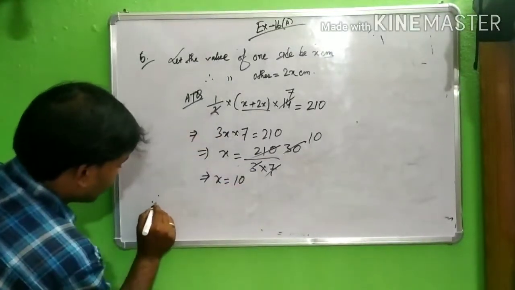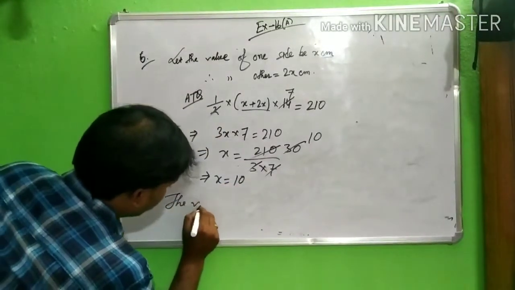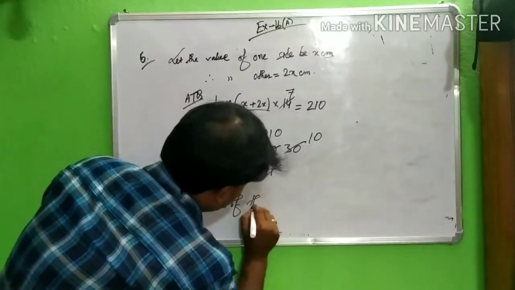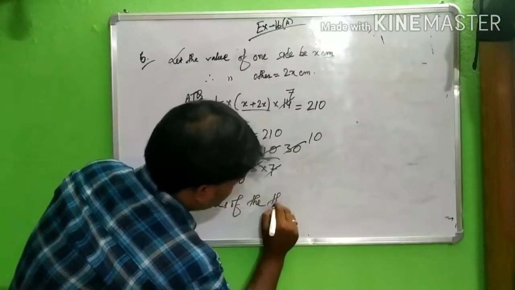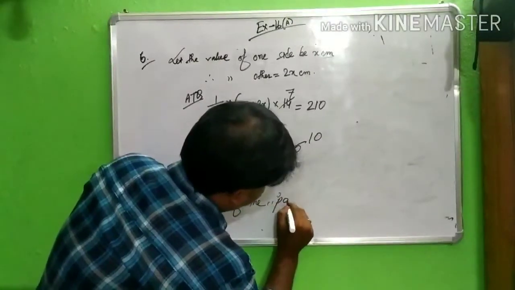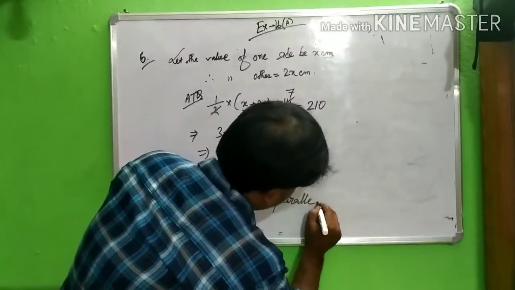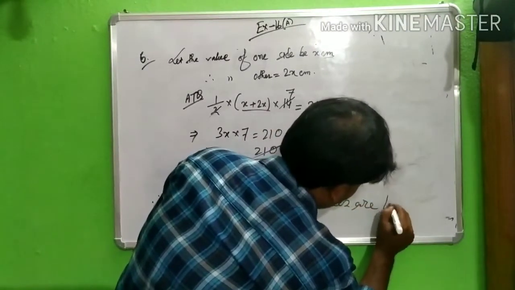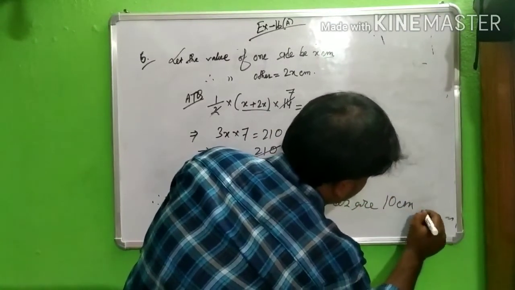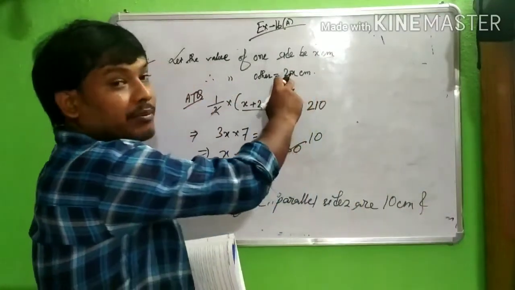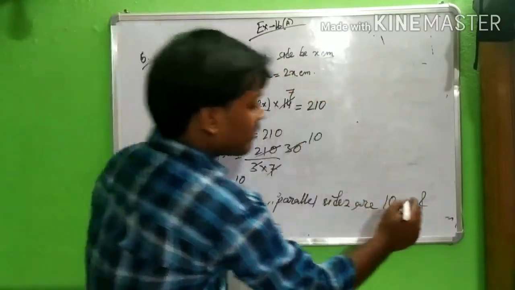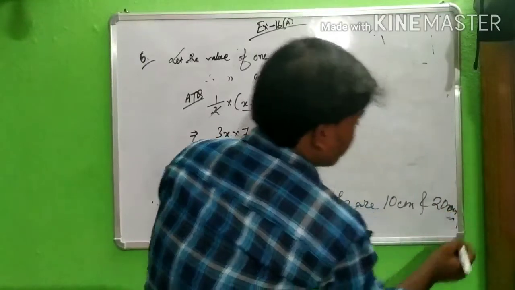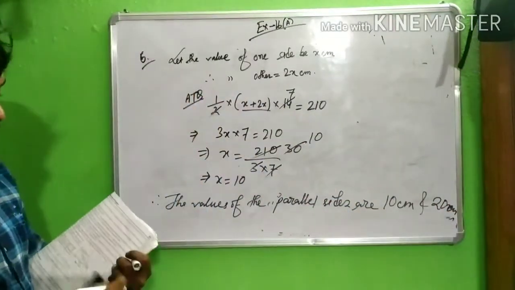So the value of x is 10. Therefore the values of the parallel sides are, one is 10 centimeter and another is 2x, that means double, 2 into 10, that means 20 centimeter. 20 centimeter. Very easy.